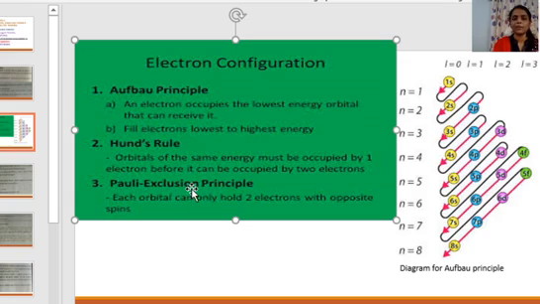Pauli exclusion principle: each orbital can only hold two electrons with opposite spin. No more than two electrons can occupy one orbital, and both these electrons should have opposite spin. Electrons with the same spin cannot occupy the same orbital. Both electrons should have opposite spin, that is minus half and plus half.